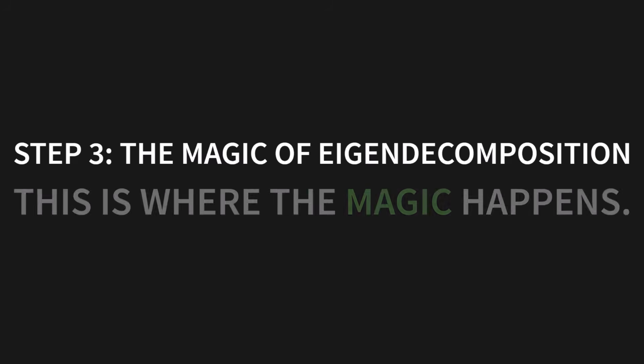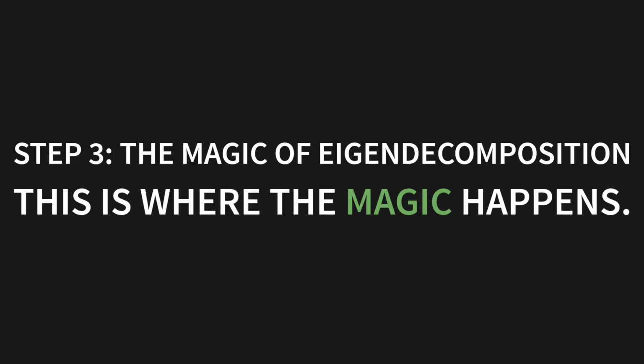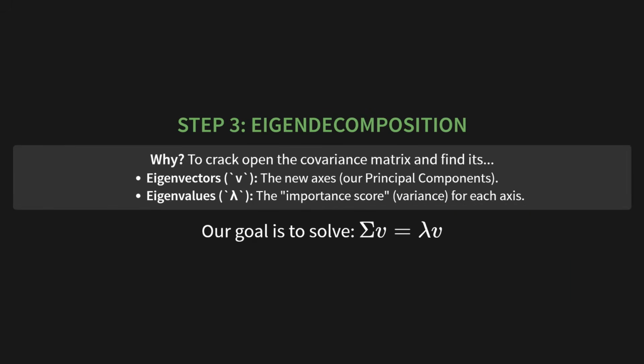Now for step 3, the magic of eigendecomposition. This is where the real magic happens. So eigendecomposition, why are we doing this? We're going to crack open that covariance matrix to find its eigenvectors, which are the new axes, our principal components.